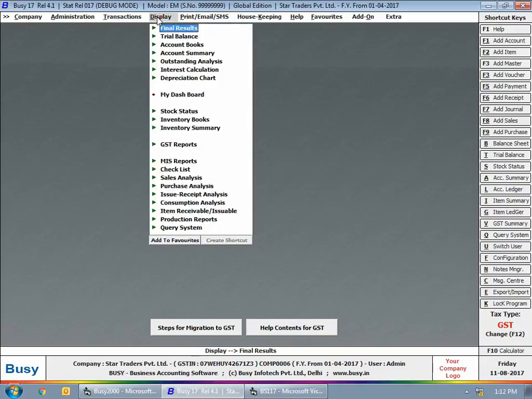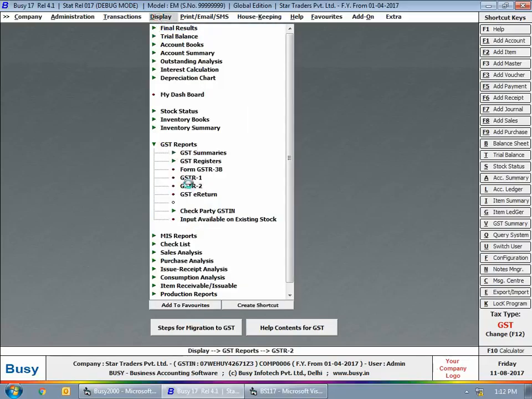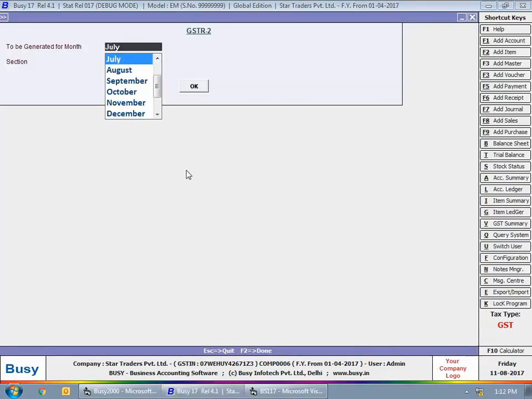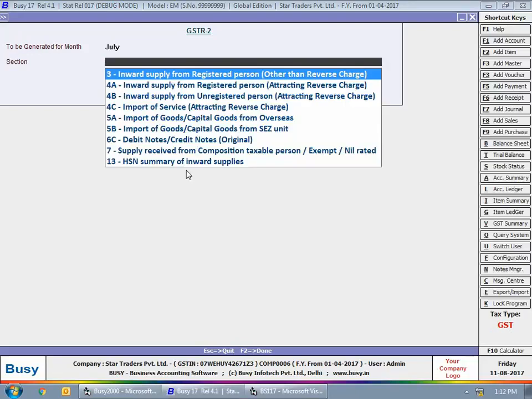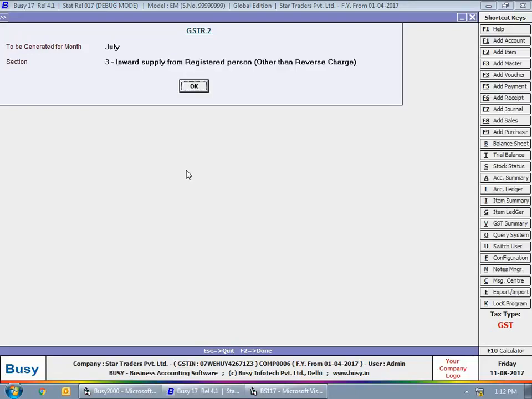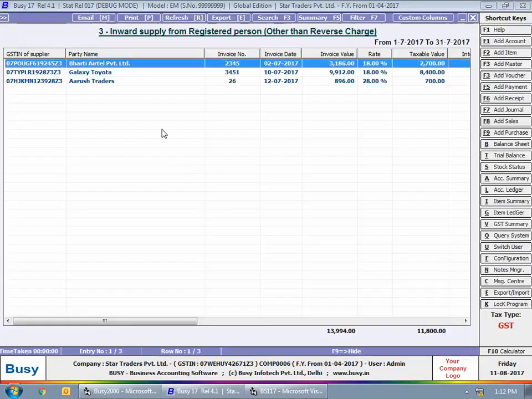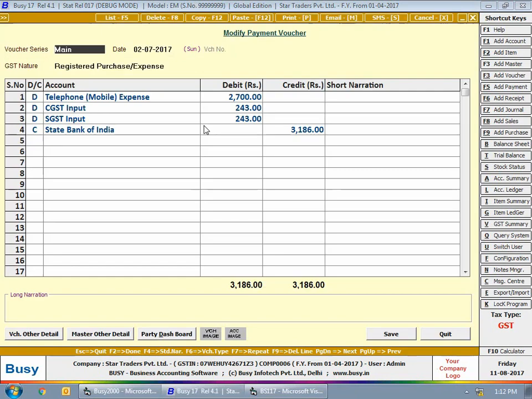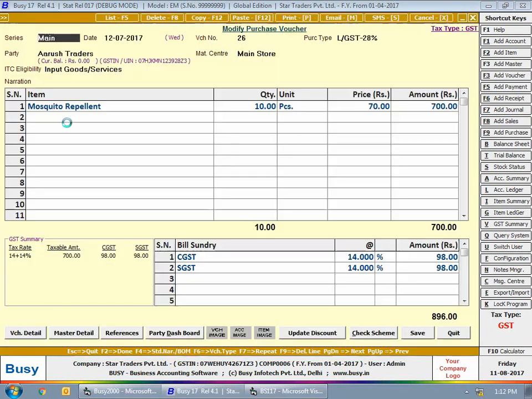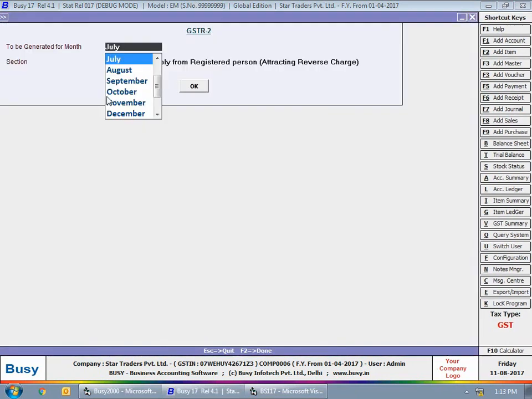Next we'll go to display GSTR reports, GSTR 2 report. First of all we'll view this report for the month of July and for section 3, inward supply from registered person other than reverse charges. So on the screen you can see Busy has shown all the registered expense transactions. Here you can see that Busy has also shown the purchase voucher we have entered for Ayush Traders.